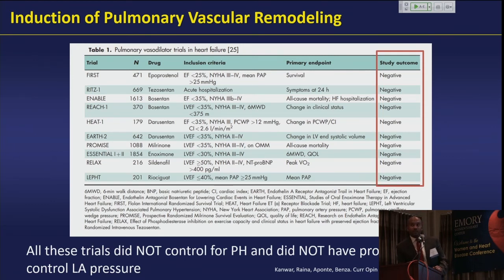All the medicines that we use for PAH that try to address vascular remodeling in the pulmonary capillaries have actually failed to show any benefit. We tried everything that I just showed you, from sildenafil to epoprostenol to bosentan to riociguat, and all these clinical trials were negative. So this is a very fertile ground for research, and a lot of people around the world are trying to figure out a way to address vascular remodeling, and we'll see how things will unravel in the next few years.